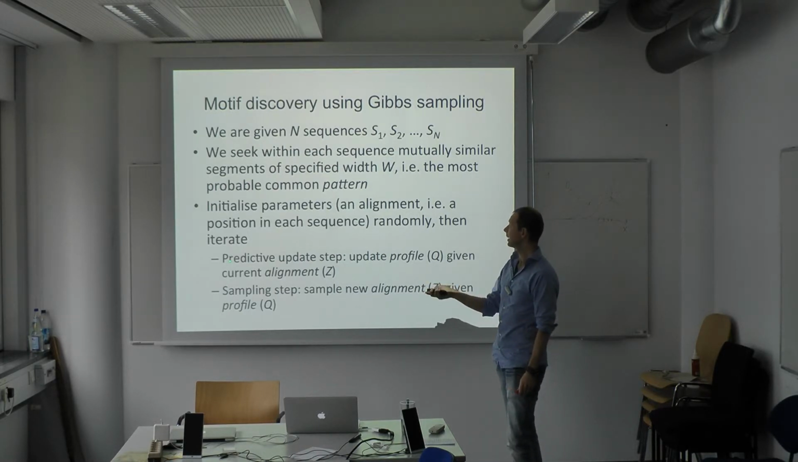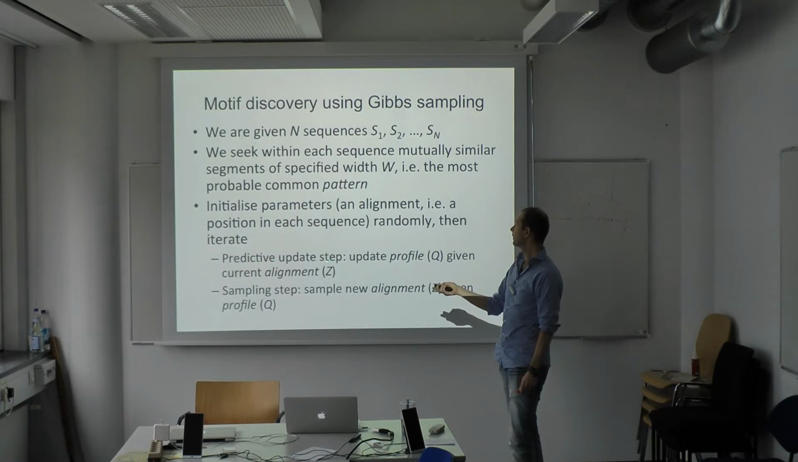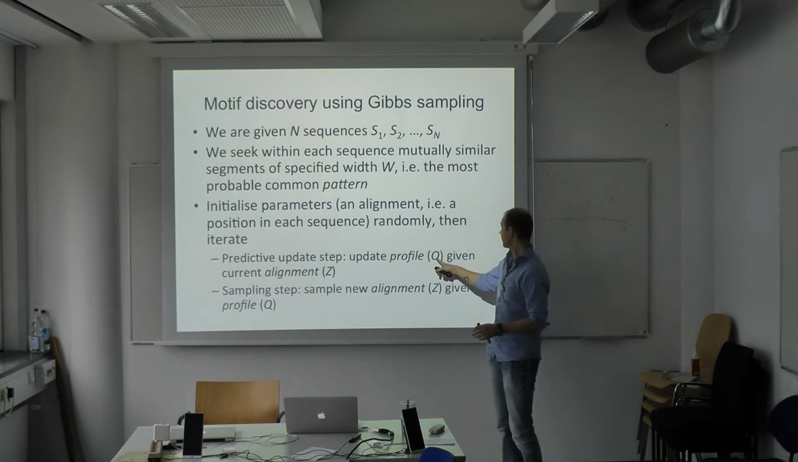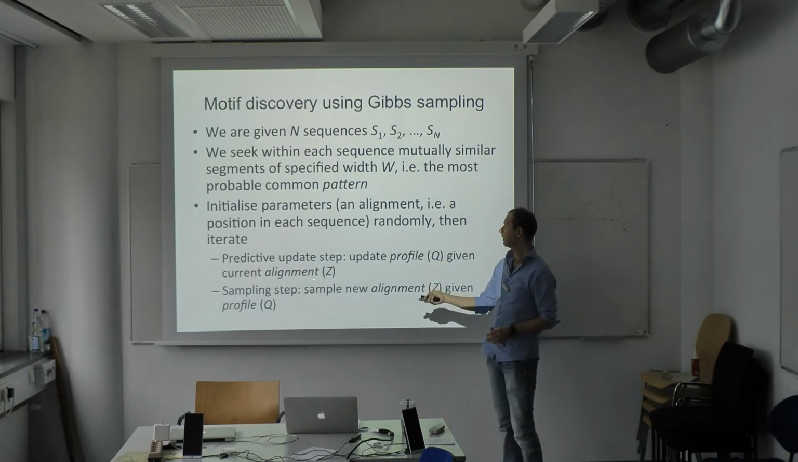So we have the same steps, so the predictive update step, where we update the profile in this case rather than the means of the two Gaussians. This is our Q, given the current alignment. And then we have the sampling step where we sample a new alignment, sort of find new labels given our profile.